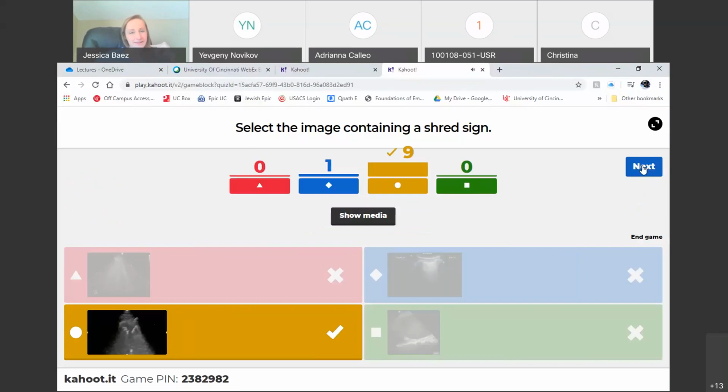All right, you're correct. So this is a shred sign. Remember, that is when the pleural line is sort of shredded and it's not continuous and homogeneous. The one up here, they were B lines. This one, these are A lines, and then this was a spine sign.